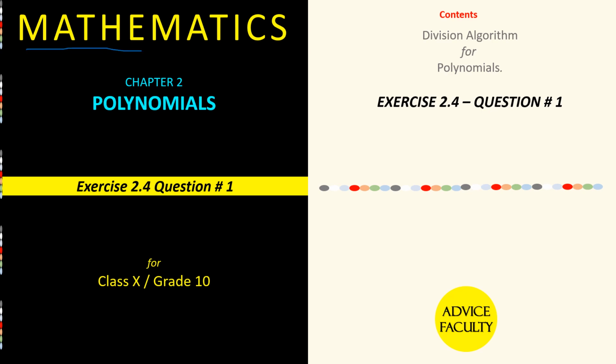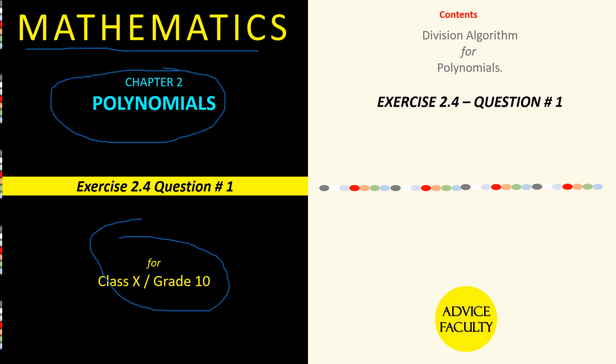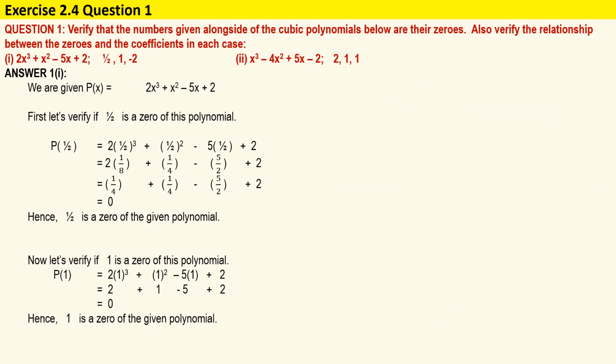Hi, welcome to this session on Mathematics, Chapter 2 on Polynomials for Class 10, Grade 10. We are doing division algorithm for polynomials, exercise 2.4, question number 1. Question number 1 states, verify that the numbers given alongside of the cubic polynomials below are their zeros. Also verify the relationship between the zeros and the coefficients in each case.